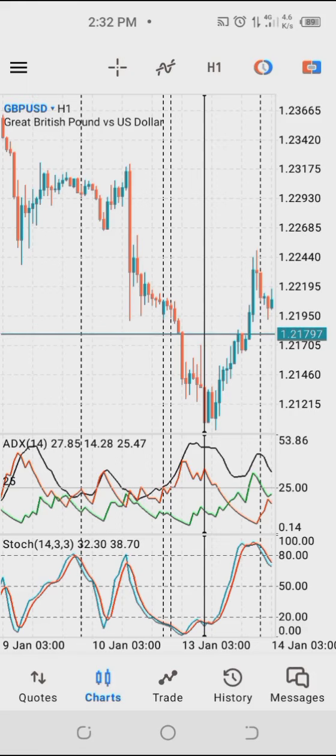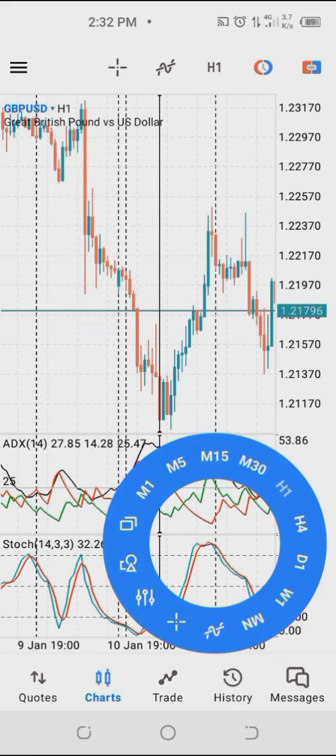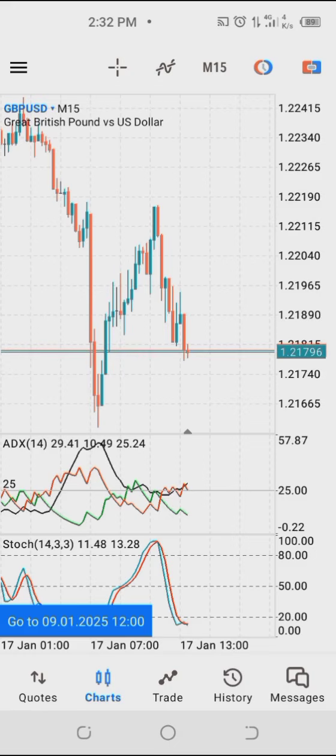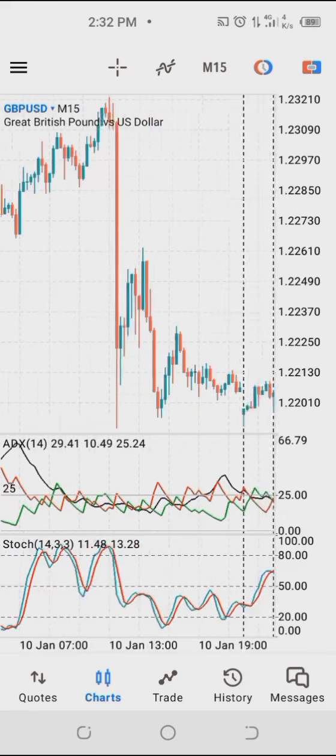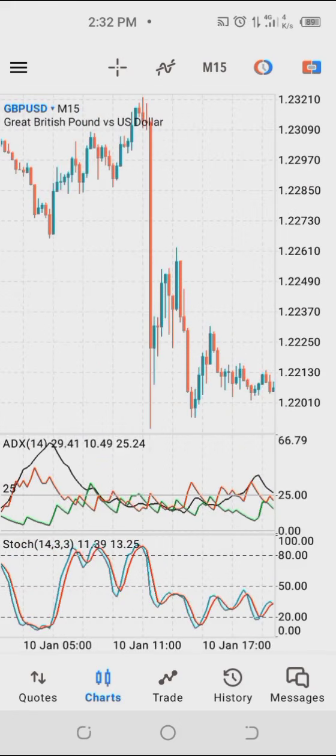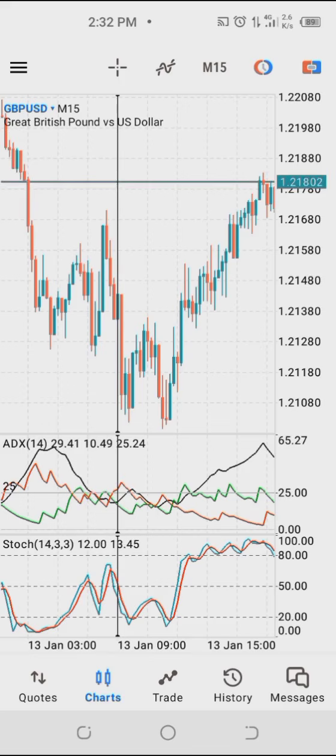So I'll still be patient. Then I'll move over to the 15-minute time frame. Now, right there on the 15 minutes time frame, look at the things I need to take note of.